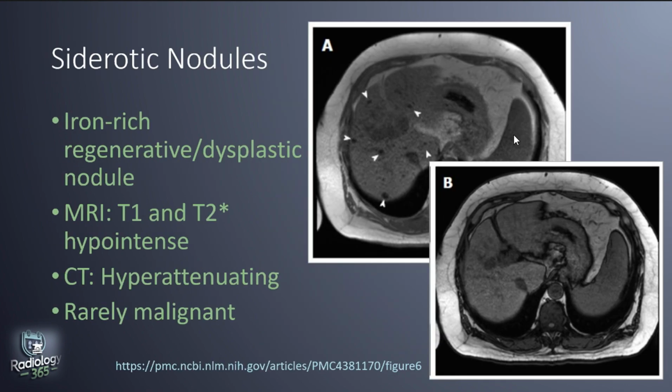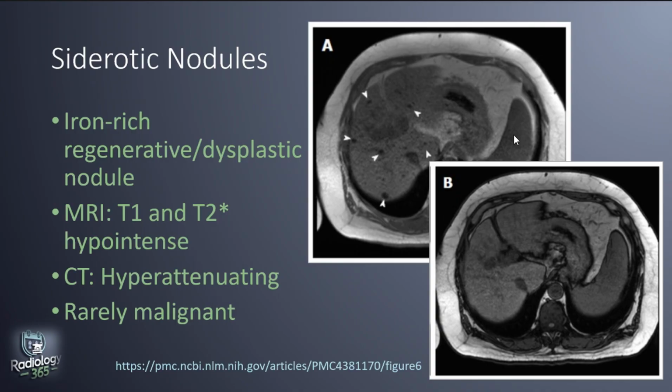Then we have siderotic nodules. Siderotic nodules are regenerative nodules or dysplastic nodules that have accumulated some iron. They appear dark on T1 and dark on T2, especially T2 star sequences, because of the iron and the way iron distorts the magnetic field. On CT, they show up as hyperdense nodules due to the iron content.